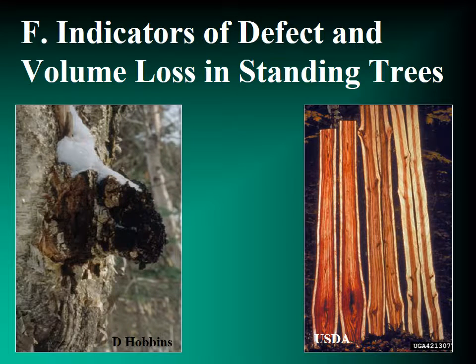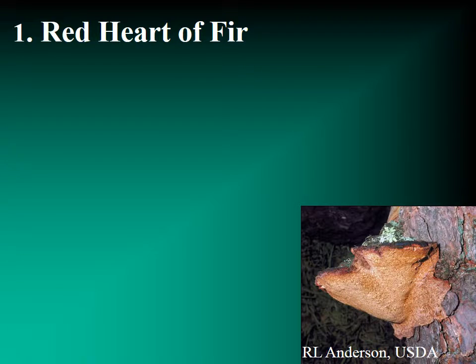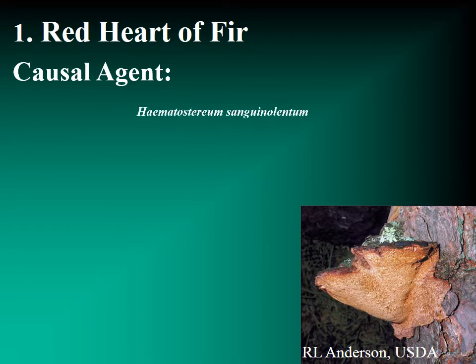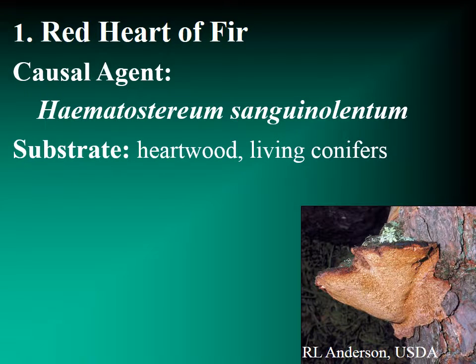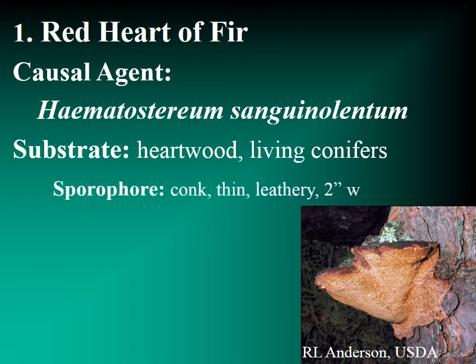All right, this is a brief review of the hidden defect indicators that I'd like you to know while you're doing forest inventory. So these are the most common decayers and their defect indicators. The first is the red heart of fir, which we see very commonly on fir, but keep in mind that this fungus, Haematostereum sanguinolentum, can occur in the heartwood of almost any living conifer.